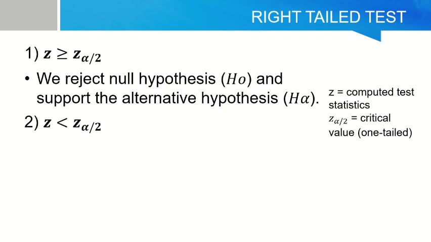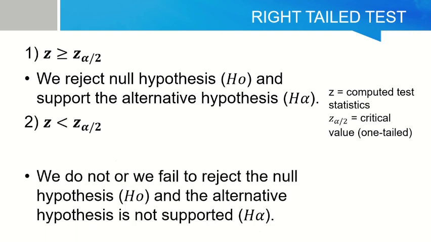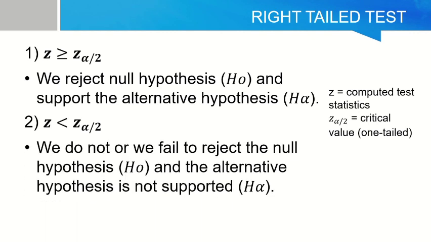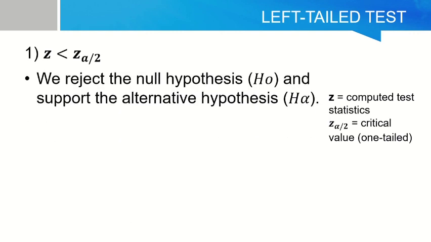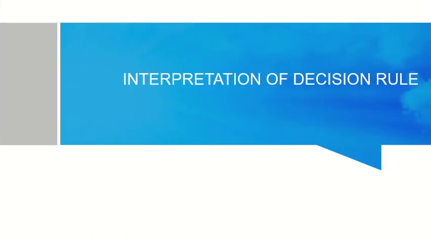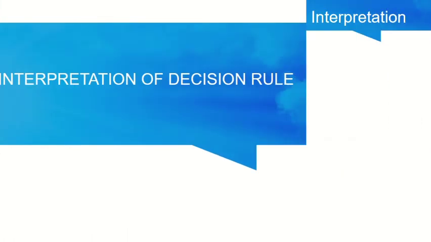Then kapag mas mataas ang critical value kesa sa computed test statistics, we do not, or we fail to reject the null hypothesis. And the alternative hypothesis is not supported, of course. Then left-tailed test, kapag mas mataas ang critical value kesa kay computed test statistics, we are going to reject. Then kapag mas mataas naman ang computed test statistics sa inyong critical value or equal, we do not reject. Ganun lang siya kabila.